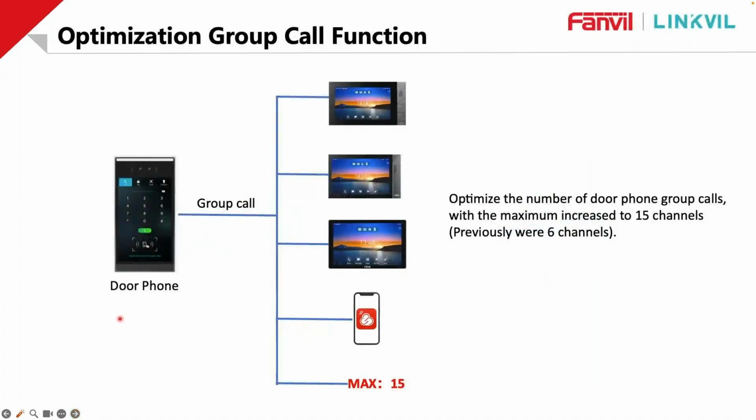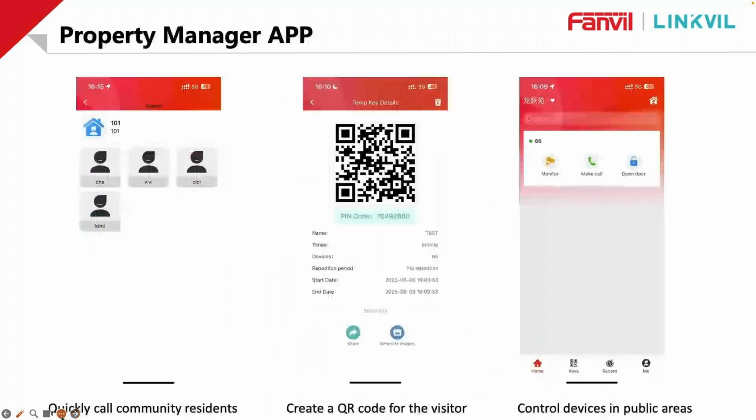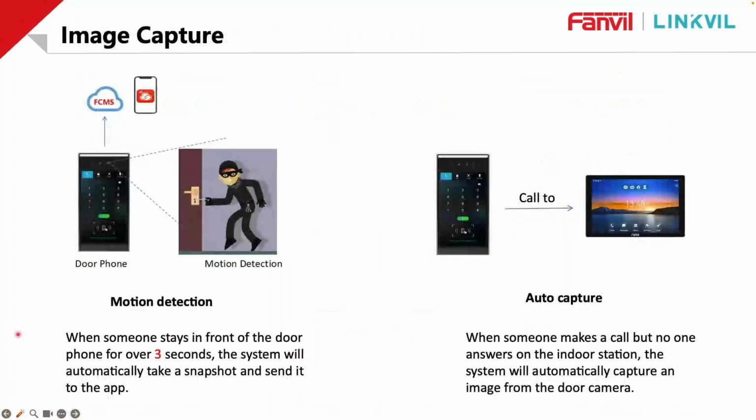That means that for the door phone, you can make a group call to different indoor units as well as end users simultaneously. Optimize the number. Before the update, we had limitations with the group call, but now we have increased it to a maximum of 15 channels. So that's an important improvement that the platform currently offers.